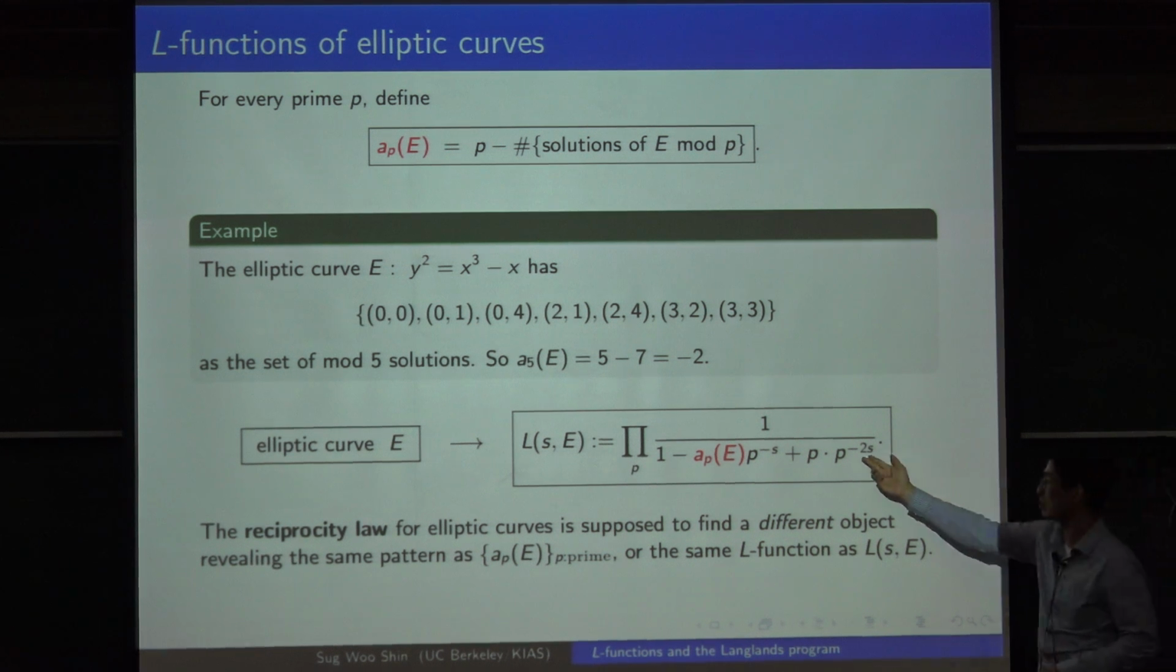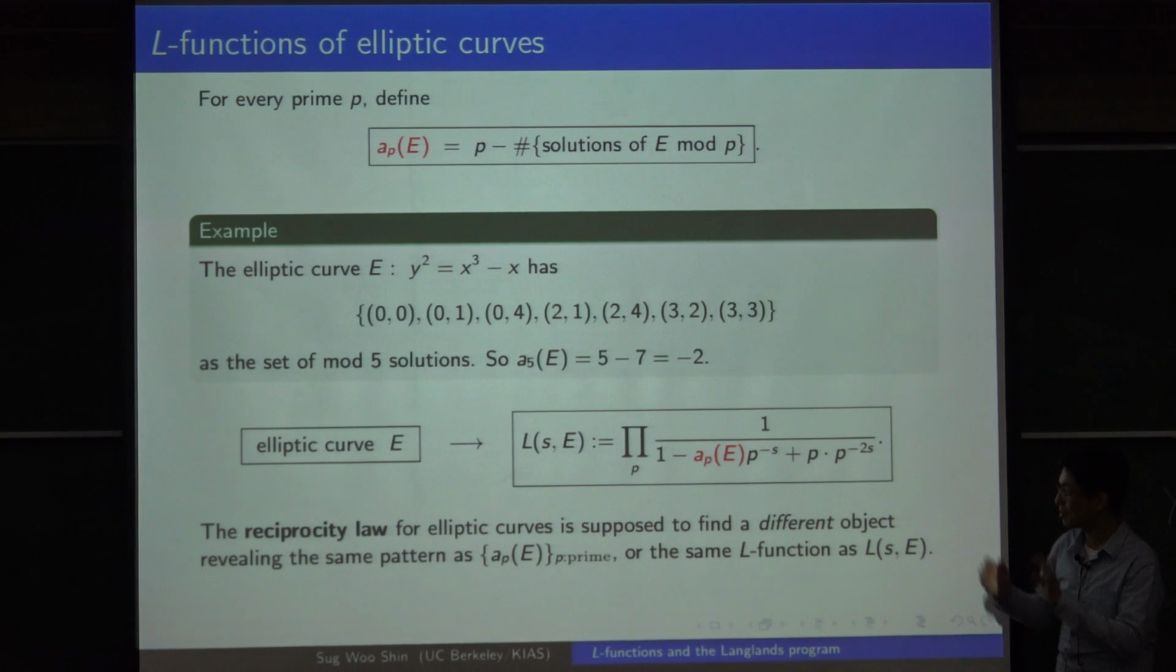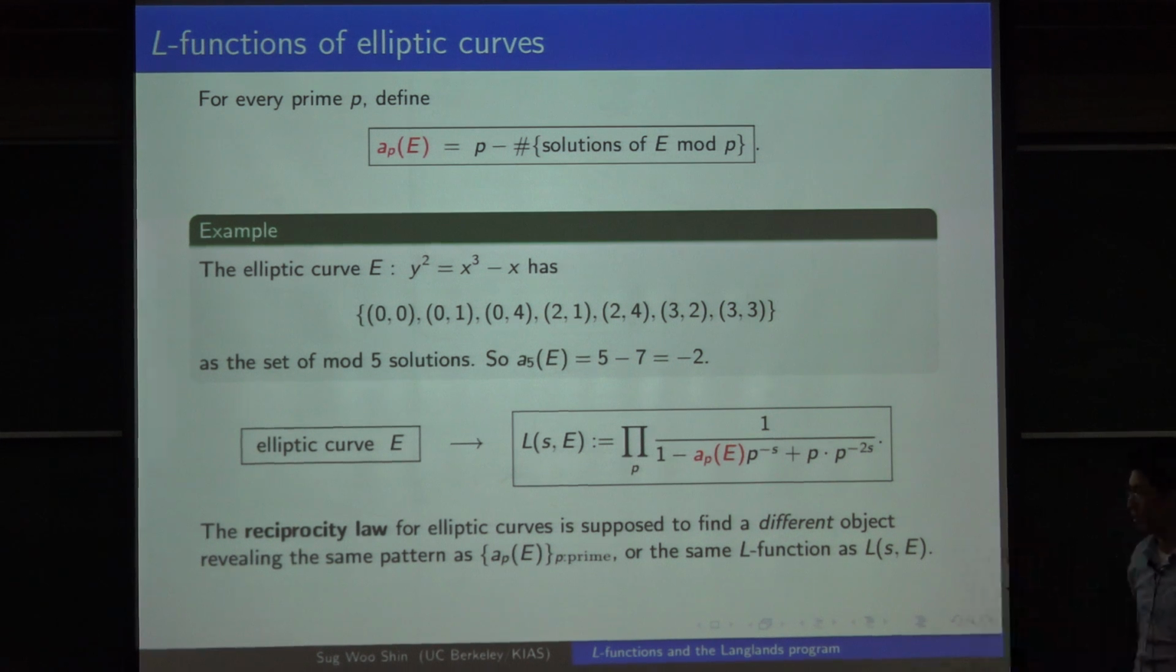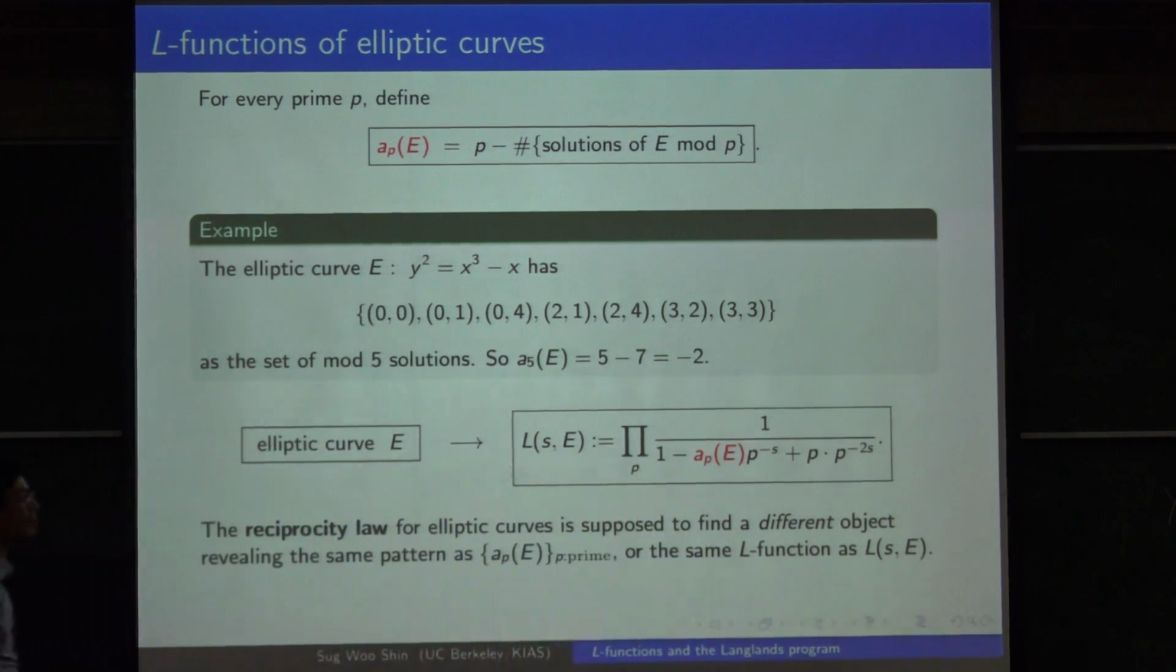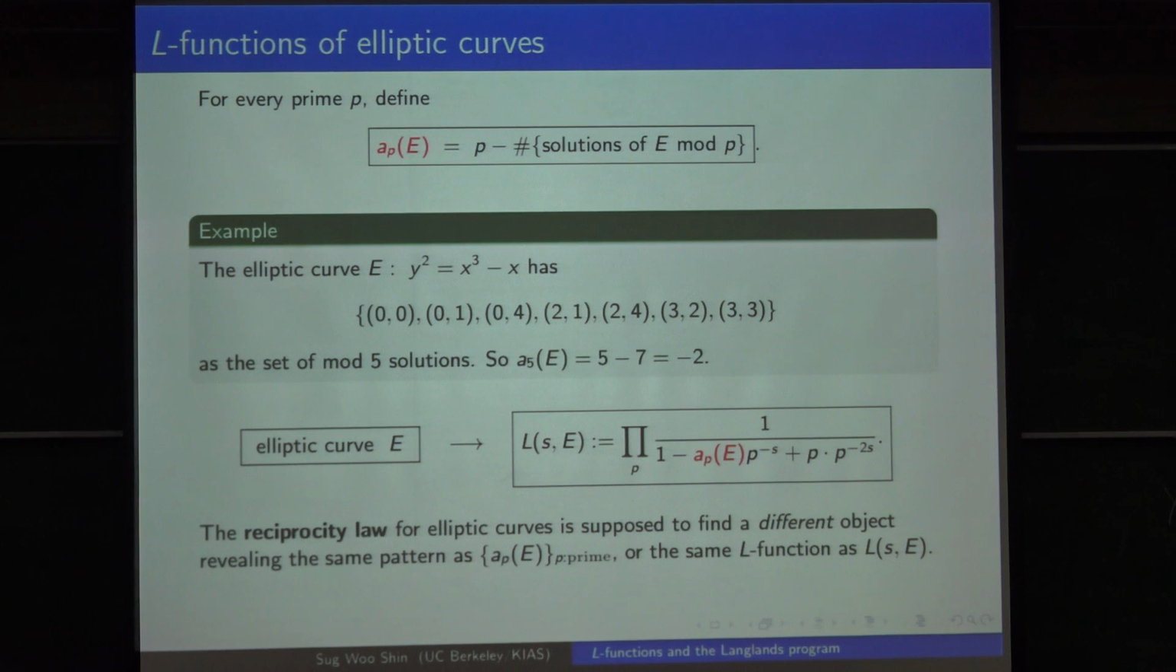But you may have noticed that its quadratic nature is something important. It's a quadratic polynomial in p to the negative s. So it actually has to do with some two-dimensional symmetries. And the reciprocity law in this context is, you want to understand these numbers a_p of E that you have for each prime p. Let's say E is fixed, and now you vary the prime p, and you have infinitely many numbers, one for each prime p. Is there any meaning in these numbers?